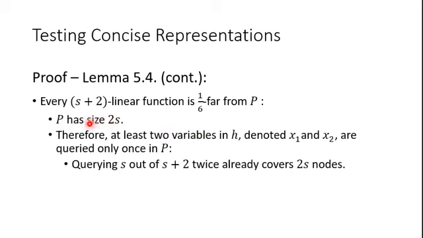So P has size 2s, and therefore, along with the assumption that every variable in H is in P, we can see that at least 2 variables in H, which we will denote x1 and x2, have to be queried only once in P. Otherwise, for example, if we are querying s out of s plus 2 twice, then we already cover the 2s nodes.